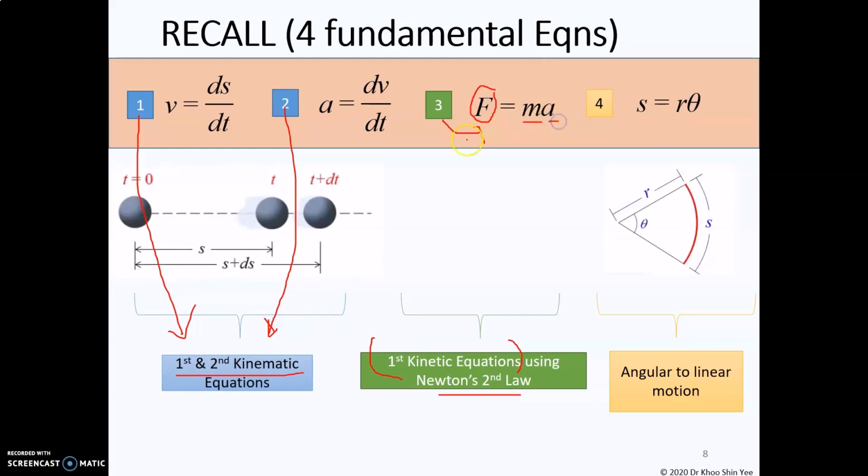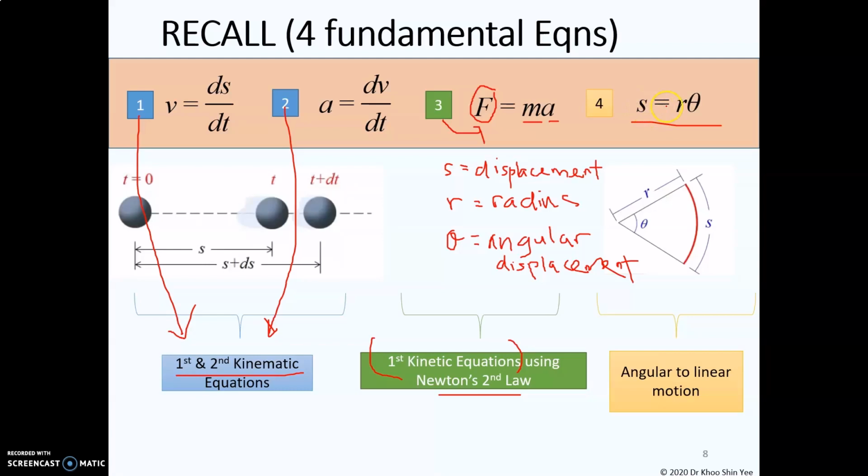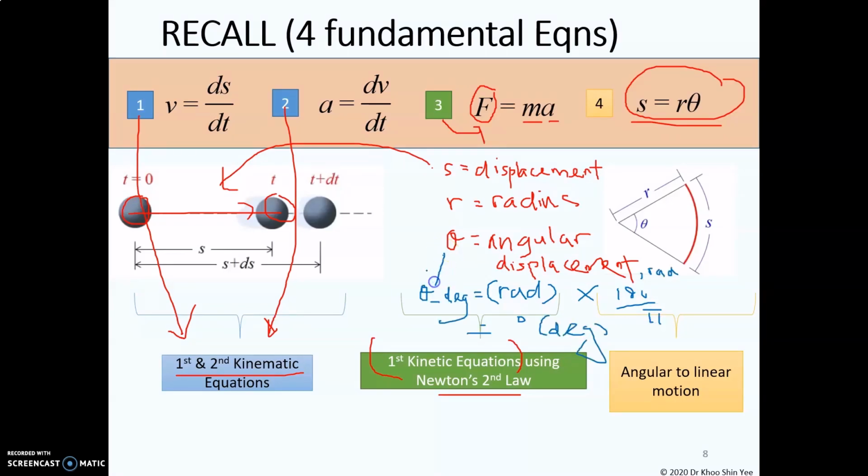In the last equation, you have x equal to r theta, where x is the displacement that you experience during the linear motion. For example, you are moving from one point to another point in linear motion. We can use this equation to convert the linear motion x to the angular motion theta. Theta is the angular displacement. The unit is radian. If you want to convert to degrees, you have to multiply by 180 divided by pi. Then you can convert the unit of theta to degrees by using this formula.